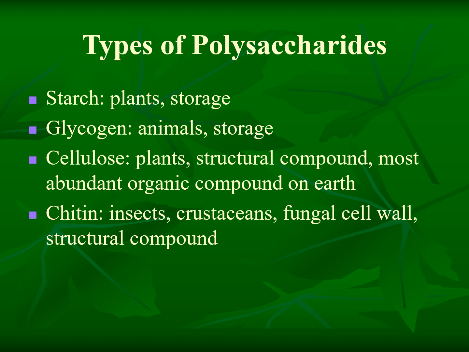Cellulose is another type of polysaccharide found in plants. It's a structural component. Cellulose is the most abundant organic compound on Earth. And then chitin is another type of polysaccharide that forms that hard structural compound like the exoskeleton of insects and crustaceans. It's also found in the cell wall of fungi.